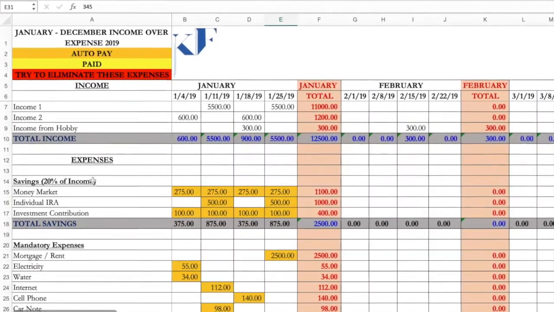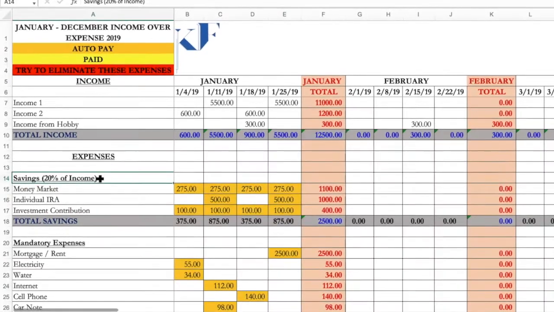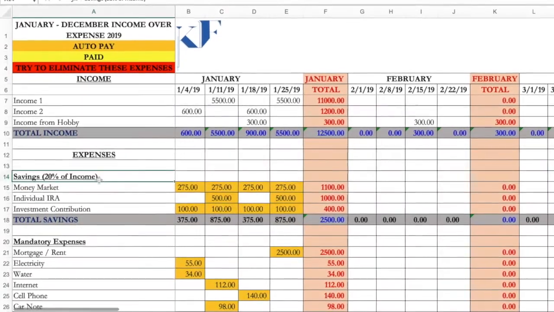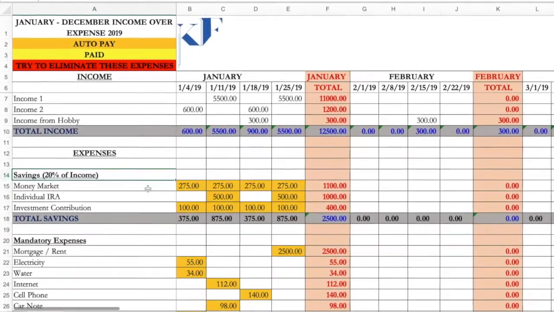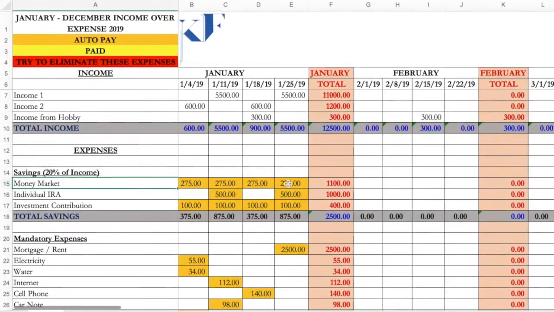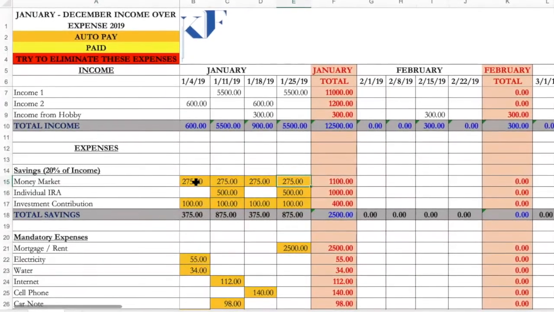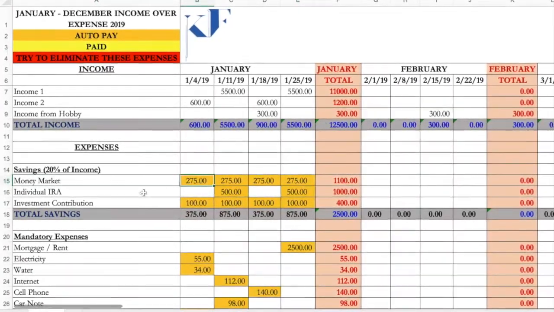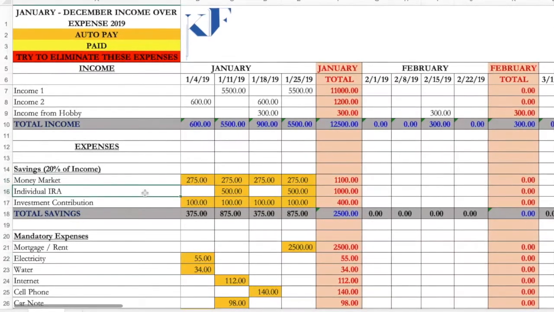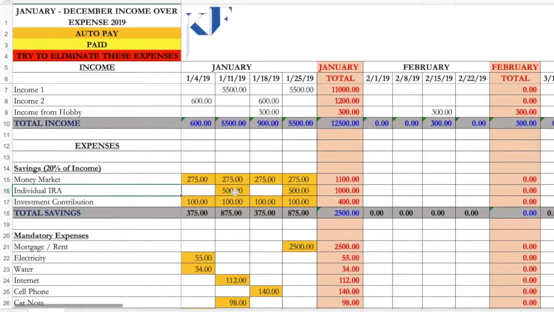But let's go to the savings side. Remember when I mentioned that you want to try to save at least 20% of your income? Well, look at this. I have a money market account. It's set up on auto pay where $275 is going into that account each week. You have an individual IRA account, also set up on auto pay, where $500 is taken out every 2 weeks.